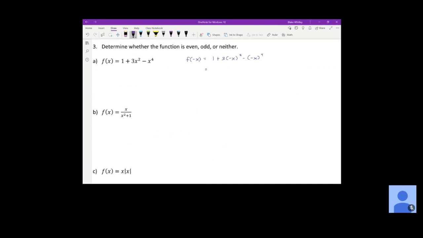All right, so now if we simplify this, what's it going to give us? Good. It's going to be the same as the original function here, because we're going to have 1 plus 3 times negative x squared becomes a positive, because we're raising it to an even power. Then we have our minus, same thing with negative x to the 4th. That's going to become positive, because we're raising it to an even power. And now looking at that, that's the exact same function we started with. So what can we say about this function now? Good. This one is going to be an even function.